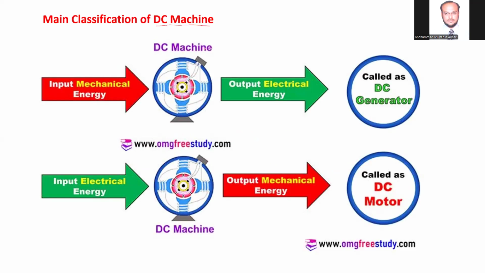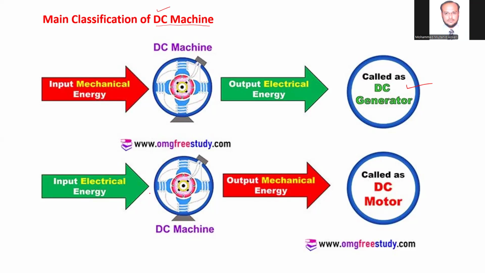So the machine may be a generator, it may be a motor. When the input to the machine is mechanical, and it converts the mechanical input into electrical output, then it is called a DC generator, or simply a generator. When we discuss DC machines only, we call it a DC generator.